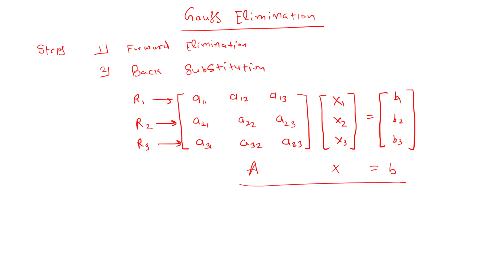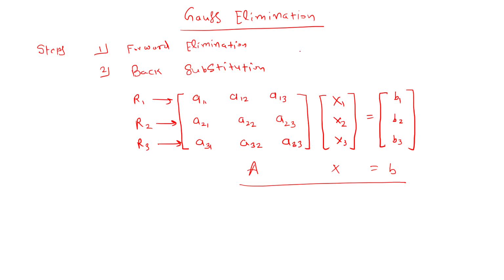The matrix A has this form, having elements A11, A12, A13 in the first row, A21, A22, A23 in the second row, and A31, A32, A33 in the third row. And we have the unknowns x1, x2, x3, and the known constants b1, b2, b3.